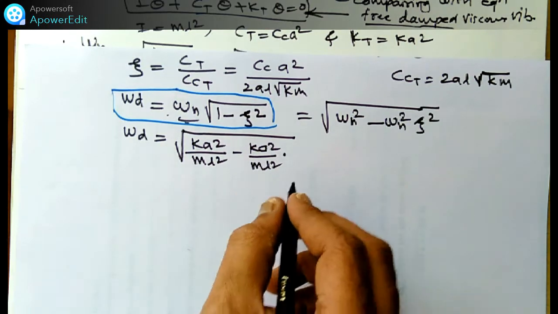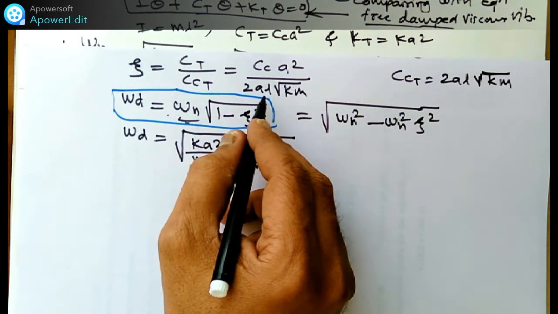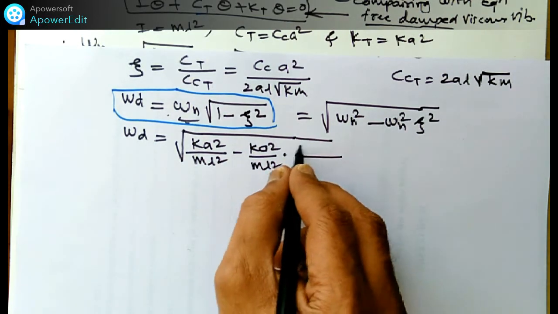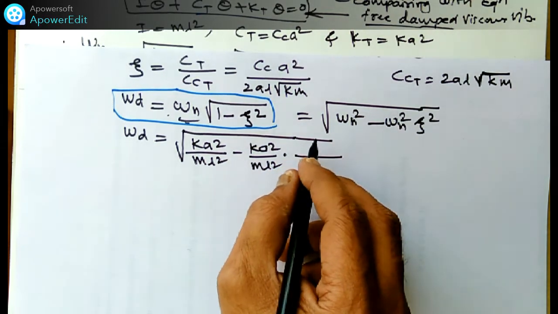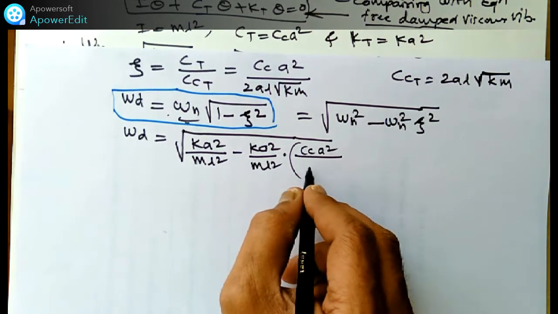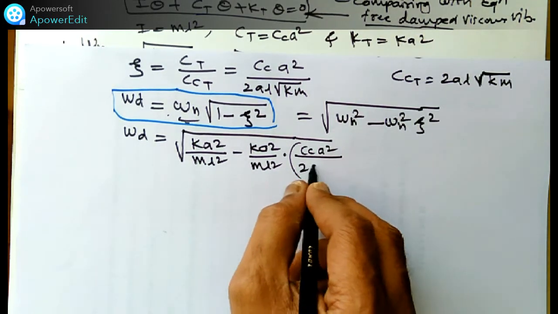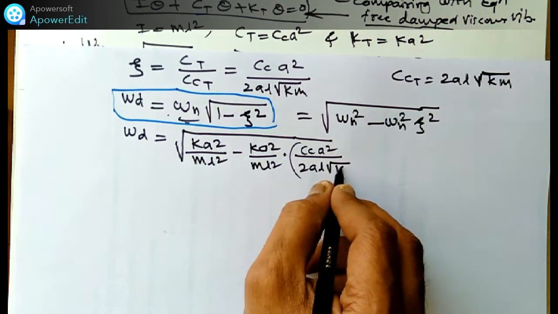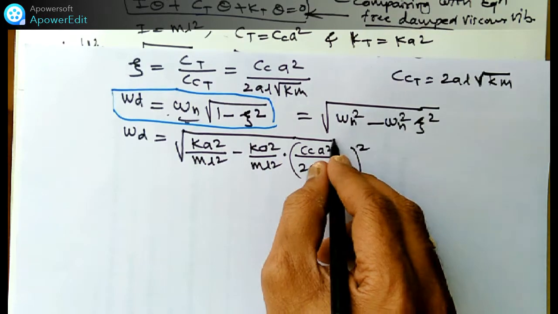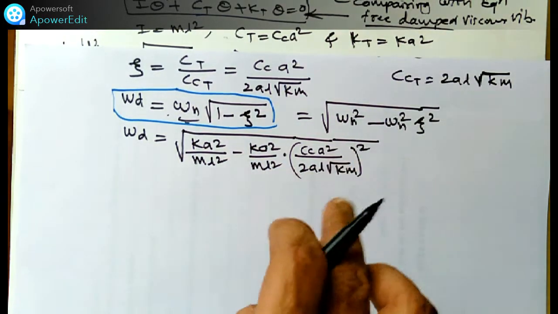I'll write here: Cc a square upon 2aL under root of Km, this bracket square. So this is under this one. Okay. So solving this one, this is the value of omega d.